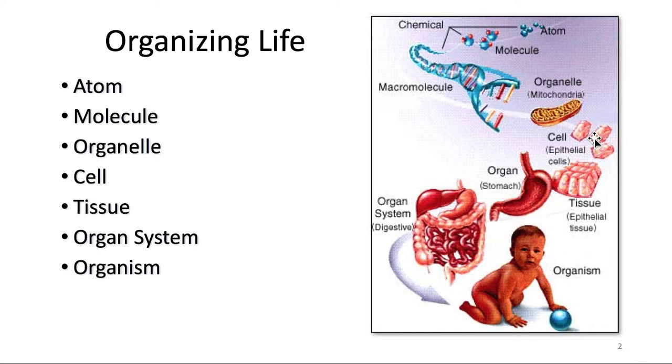And the cells can come together to form tissue. This is epithelial tissue here. And the tissues come together to form a whole organ like the stomach. Organs come together to form an organ system. This is the digestive system. And these organ systems come together to form an organism like this baby over here. So that gives you kind of a map of how life can be broken down.